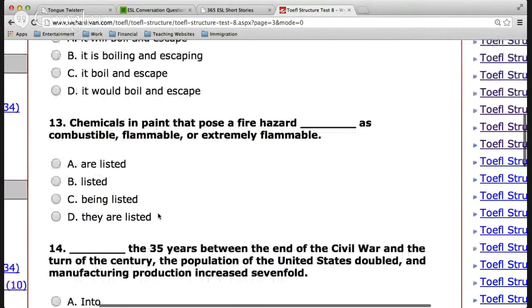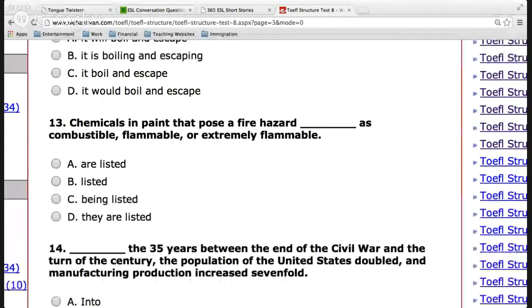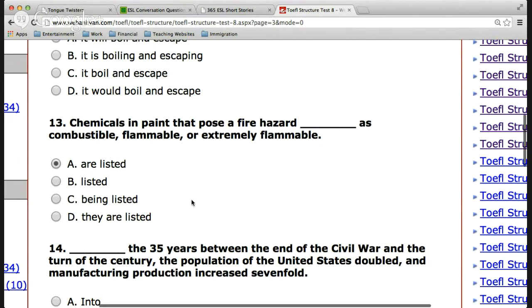Number 13. Nudel, I believe, right? Chemicals in paint that pose a fire hazard, blank as combustible, flammable, or extremely flammable. Are listed as. And we go with A. So chemicals in paint that pose a fire hazard are listed as combustible, flammable, or extremely flammable. What do you guys think? Letter A. Two for A. Yeah, our answer is A. Are listed. Nice job, you guys.